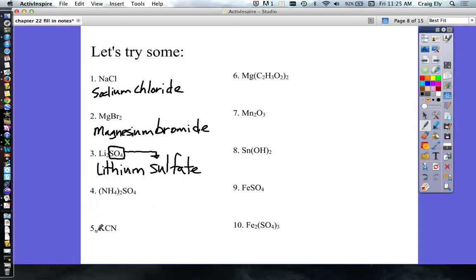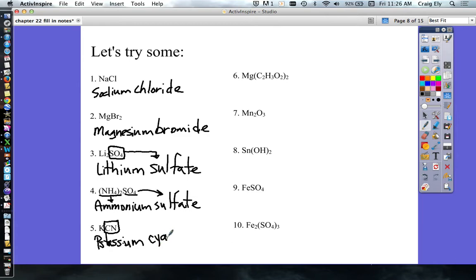So this one, number 4, we actually have 2 polyatomic ions. Okay? So NH4 is ammonium. And SO4, like we just saw, is sulfate. All right? So this is NH4 is ammonium, and SO4 is sulfate. Okay? So again, got to get to that point where you recognize polyatomic ions. Number 5, K is potassium. And CN is a polyatomic ion. Look at your chart. CN is cyanide. All right, so there it is. So potassium cyanide. All right, so this is pretty easy. Not a big deal, right?